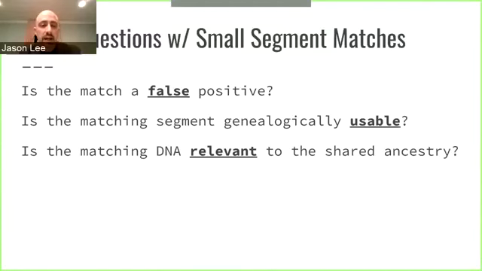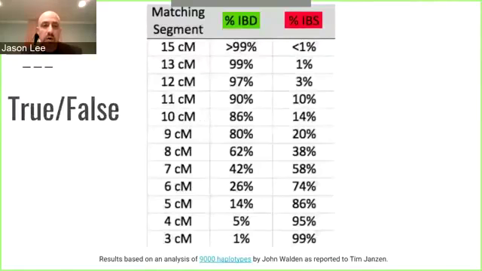First of all, we have to ask whether the match is false. We have to ask whether the match is usable, and we have to ask whether the matching DNA is relevant to any shared ancestry that we've identified. We should be asking these 3 important questions with all of our matches, particularly the small segment matches, and we'll talk about that a little bit more as we go on.